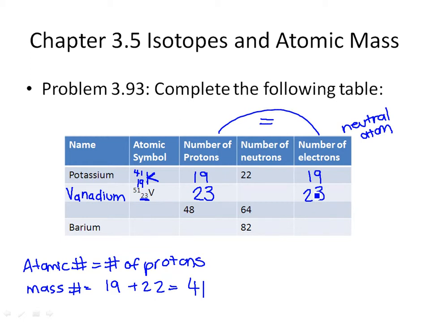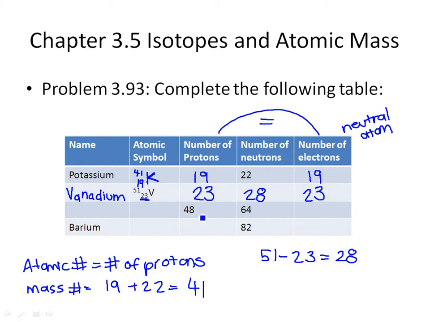So we know that this has to be our number of protons as well as our number of electrons. And to find the number of neutrons, we know the mass number is protons plus neutrons. We're already given our mass number. So if we take 51 minus 23, we should get 28. So we have 28 neutrons. We can check this for all of these: add up your protons and neutrons. 23 plus 28 should give us 51.